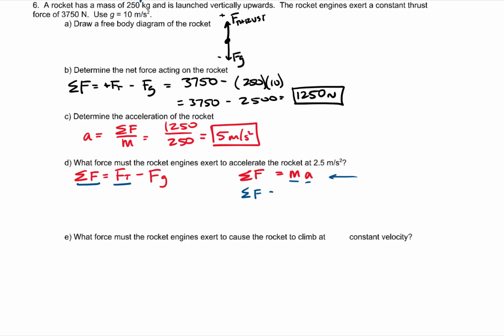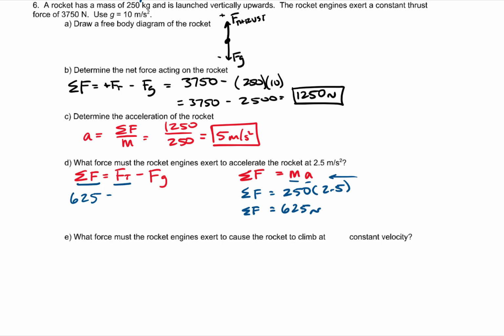The net force is going to be the mass of the rocket, 250 kilograms, times 2.5 meters per second squared. That net force comes out to be 625 newtons. Now I know the net force. So I'm going to take that, I'm going to plug it back into the other equation.